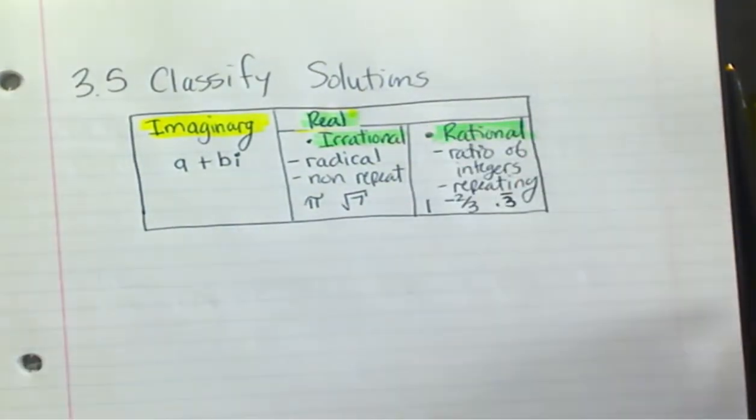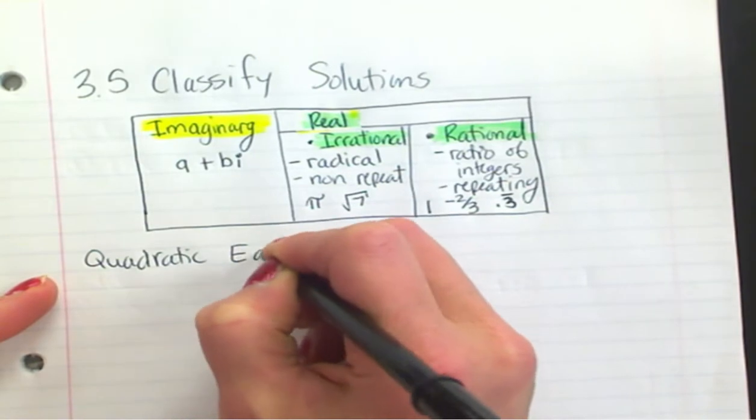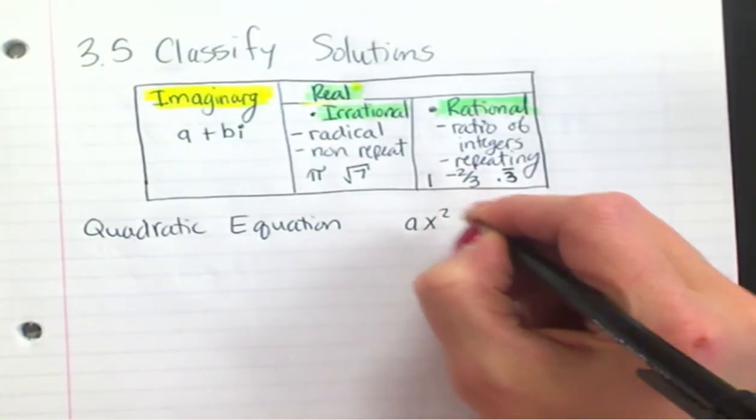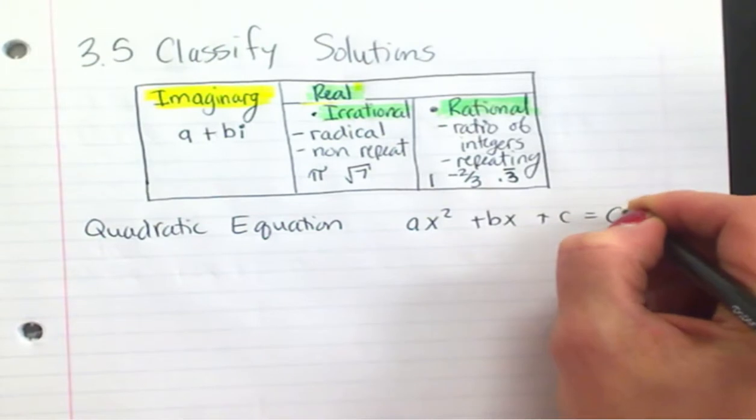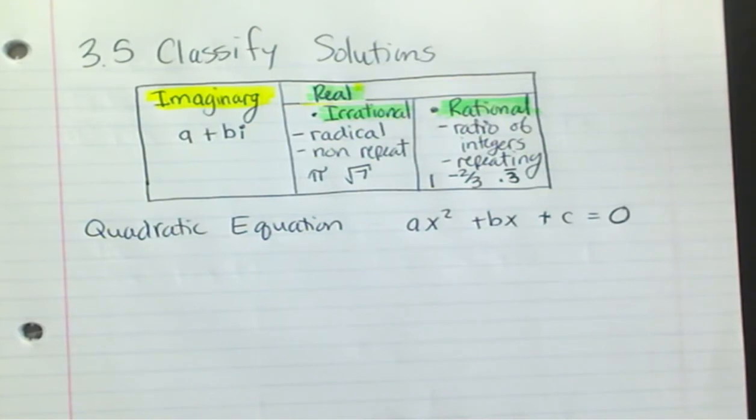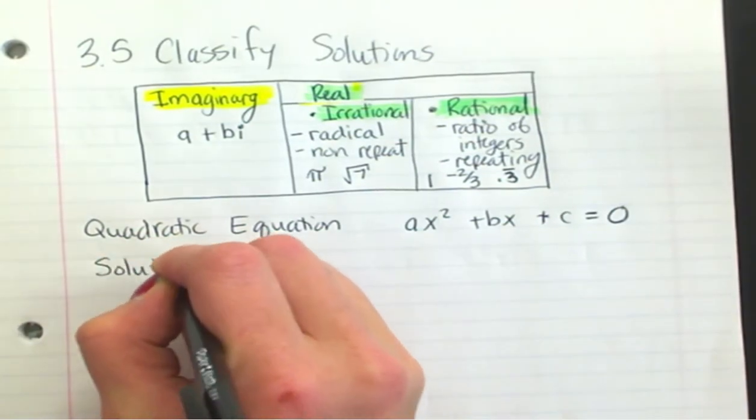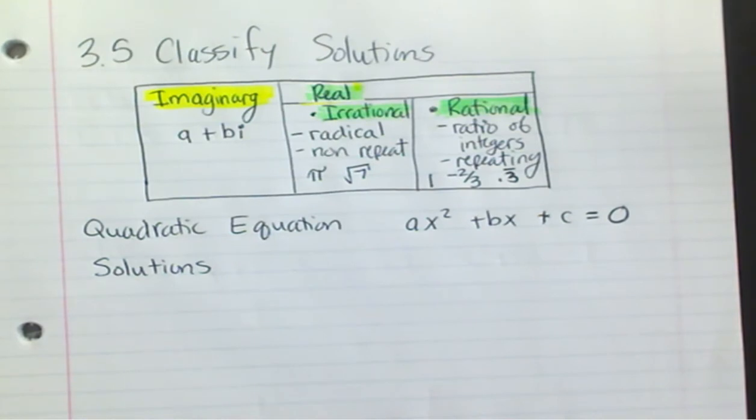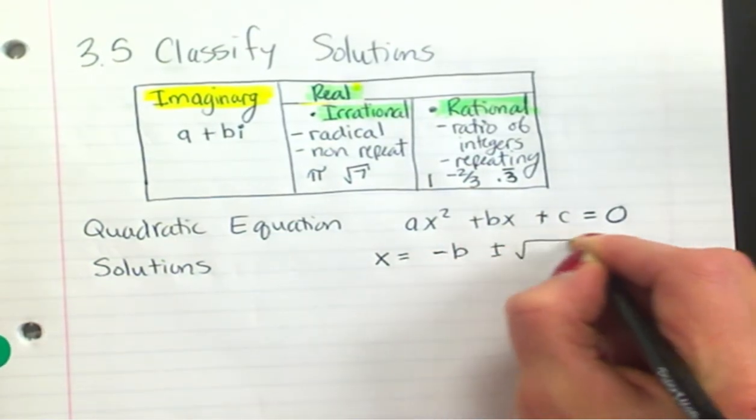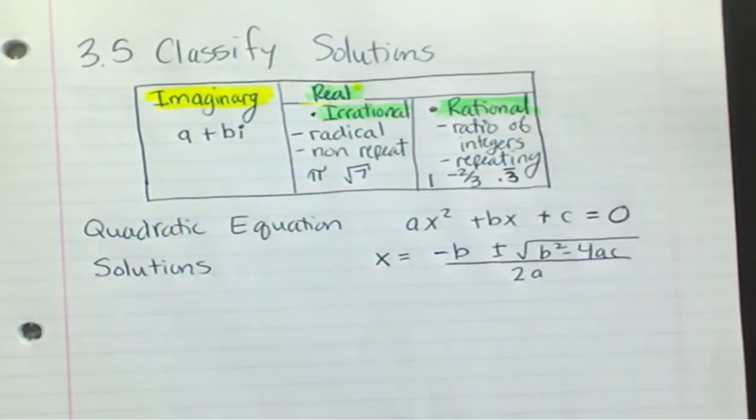Okay. Quadratic. This is more of a vocab day, right? Just defining some things. ax squared plus bx plus c equals 0. Quadratic equation. Notice that the a, b, c, those are the coefficients. It's an equation because it's got an equals. Solutions. The solutions to the quadratic equation come from the quadratic formula.